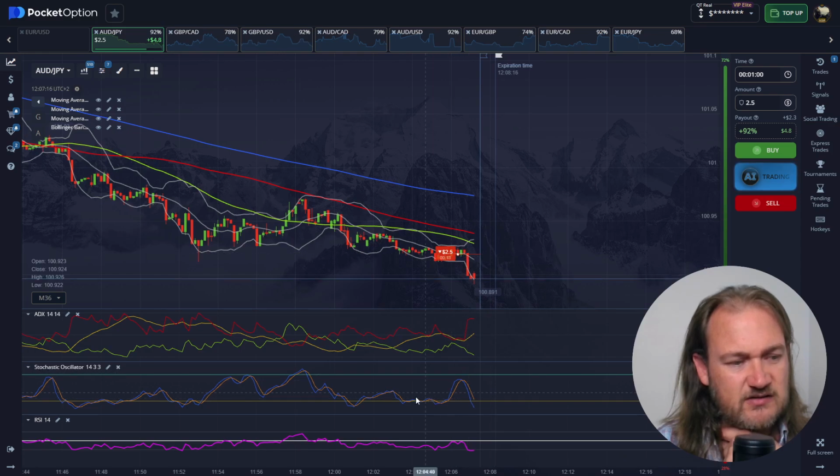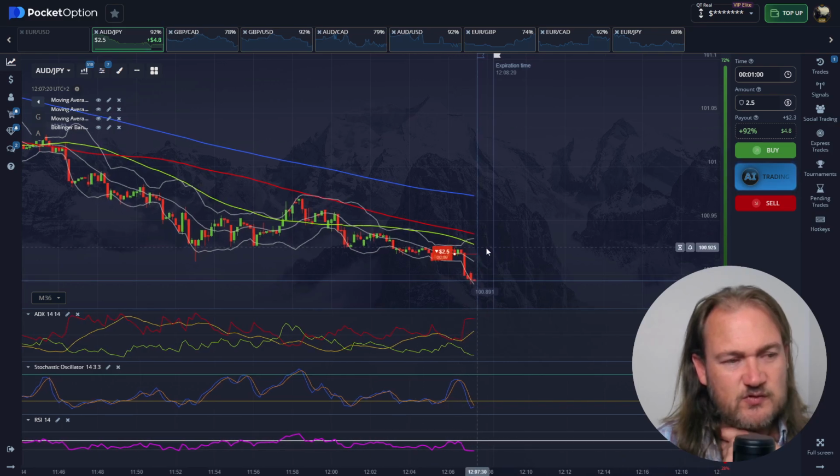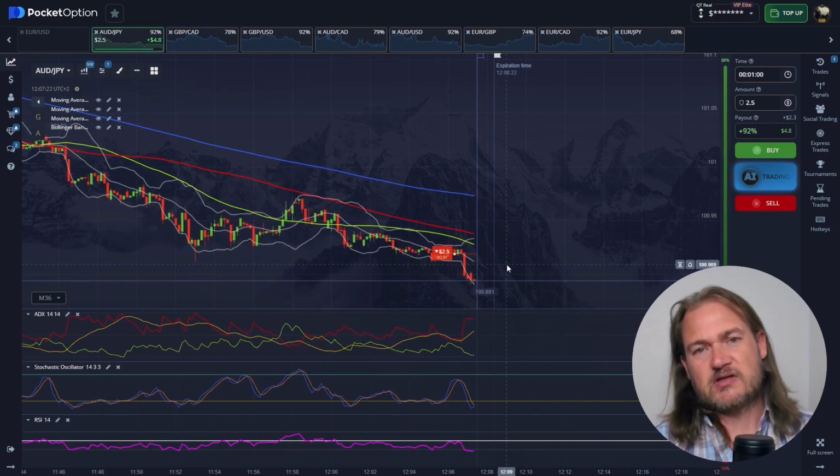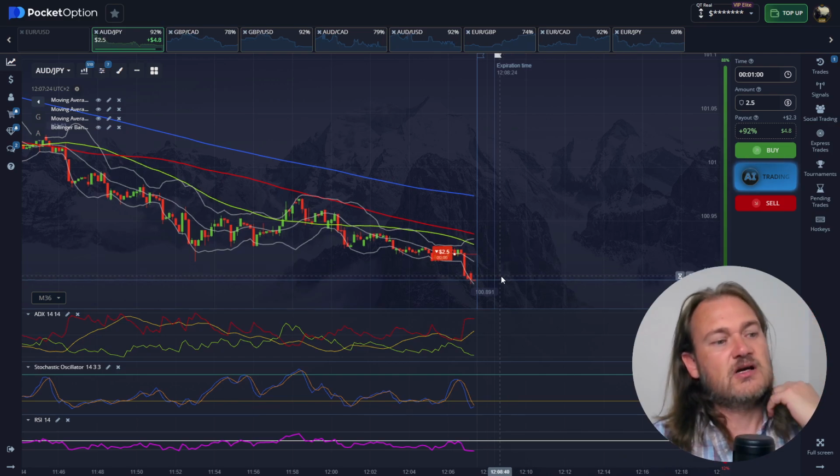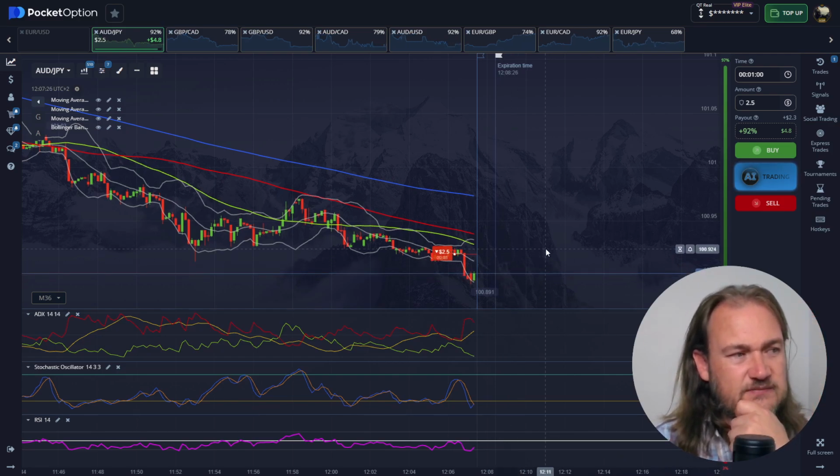So given the fact that I did have some hidden divergence there and we got the rejection just below the moving average, that's within my trading parameters. Okay, this is going to be a good trade.